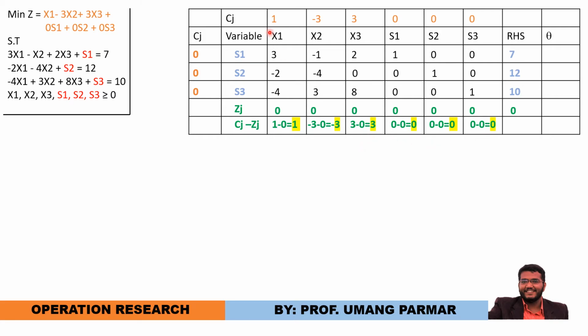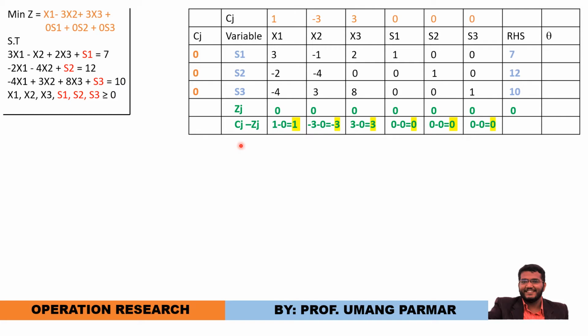When we are subtracting the row of Zj from the row of Cj, this is simply the subtraction Cj minus Zj. We are getting the values, that is 1, minus 3, 3, 0, 0 and 0. We need to do this for all the variables.